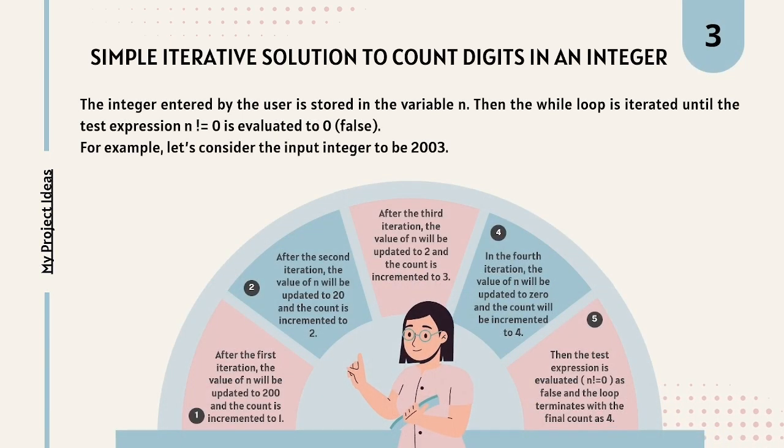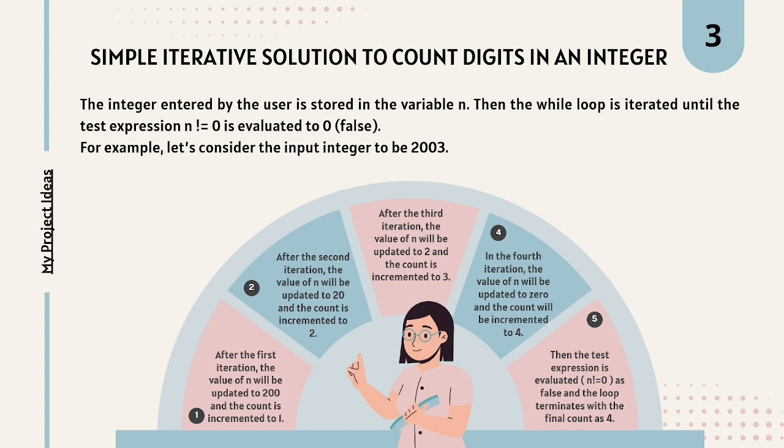Then, there is a simple iterative solution to count digits in an integer. What is an iterative solution? An iterative solution is a kind of solution which repeats itself. The same thing will be repeated multiple times. That is called iteration. For example, when you traverse through a loop, you basically iterate the loop. What do you mean by iterating the loop? Suppose there is a loop: for i equal to 1, i less than 5, i plus plus. When i is equal to 1, the loop undergoes a single iteration. When i is equal to 2, there will be 2 iterations. When i is equal to 3, there will be 3 iterations.